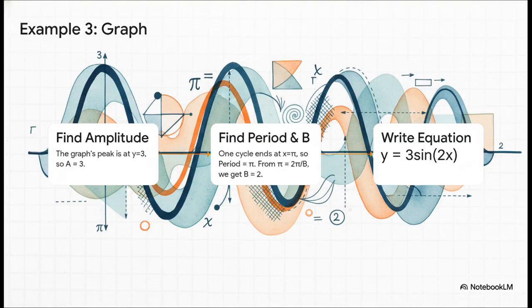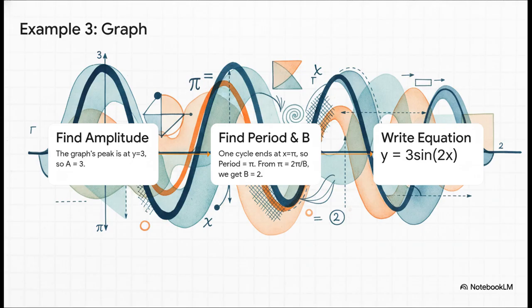Now for the final boss. Pulling an equation right out of a graph. First things first, amplitude. Just look at the graph. The highest point it reaches is 3, so our a value is 3. Done. Next, the period. Let's trace one full cycle. See how it starts at 0 and finishes its whole journey at pi? That means the period is pi.